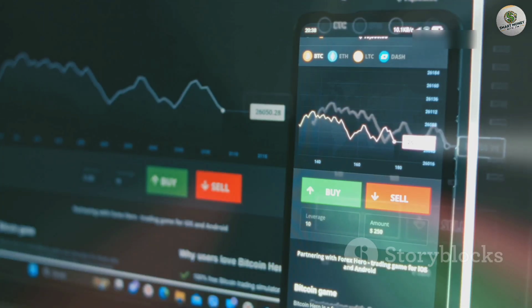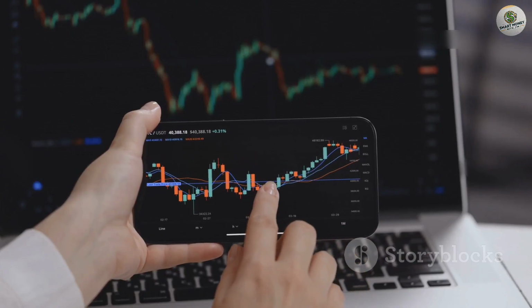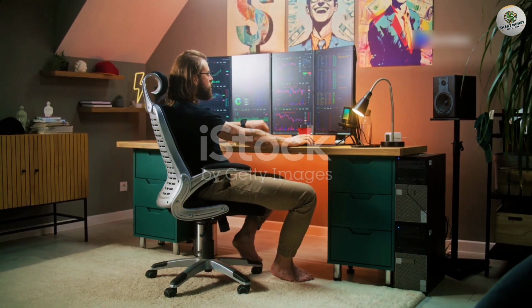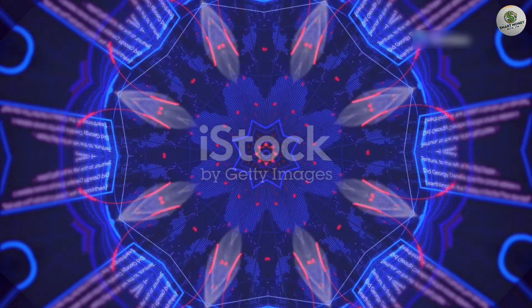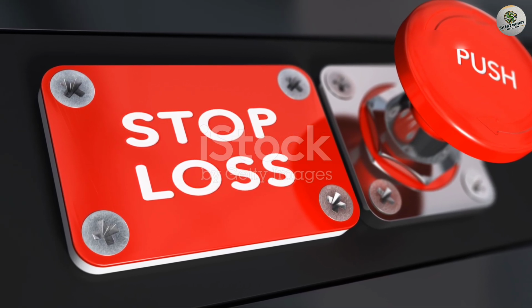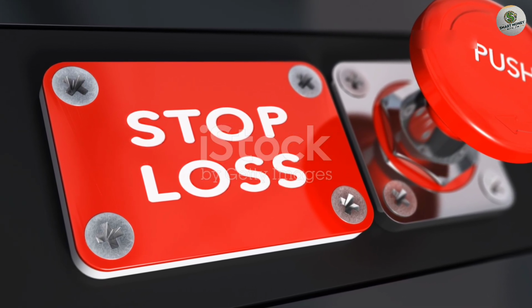Now let's talk about stop-loss orders. These are like financial airbags for your portfolio. Set automatic sell limits to minimize your losses. Let's say you buy a stock at $100. Set a stop-loss order at $90, and if that stock takes a nosedive, your broker will automatically sell it, limiting your losses.